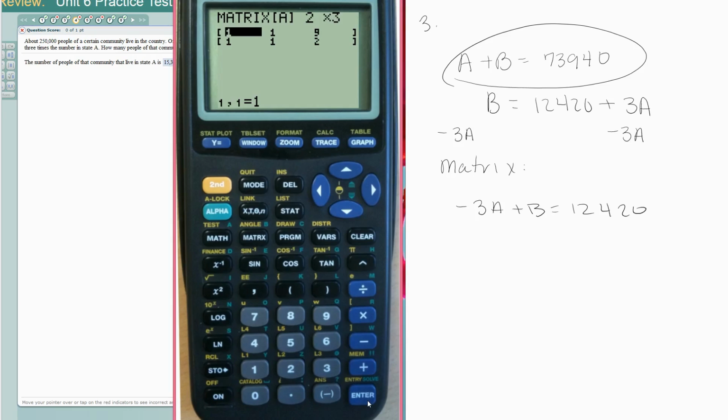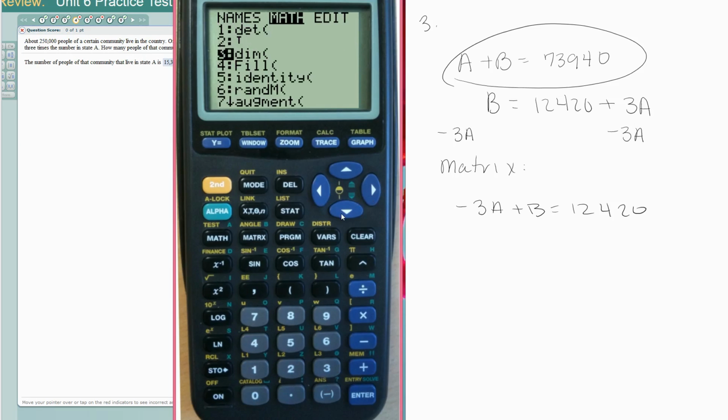Okay, so this is a 2 by 3. We've got 73,940. And then negative 3, 12,420. Okay, so now again we're going to quit out of here.